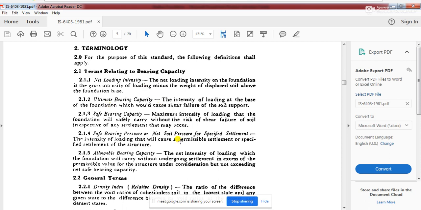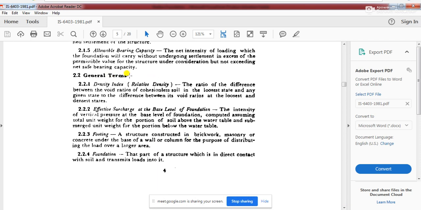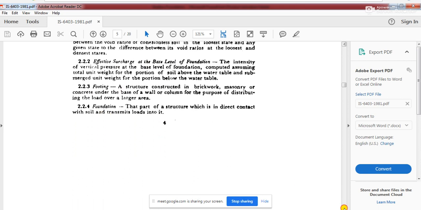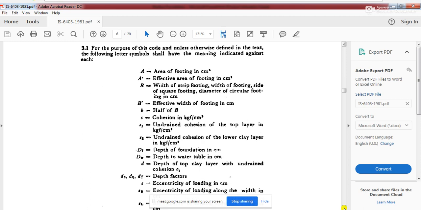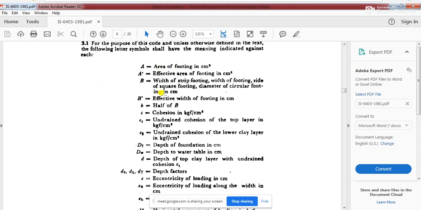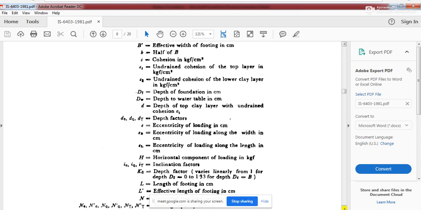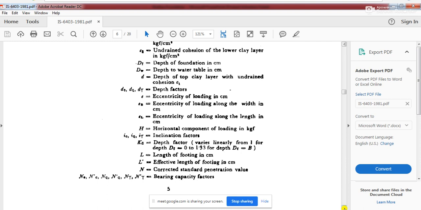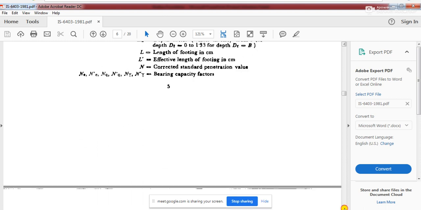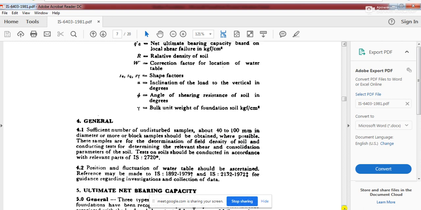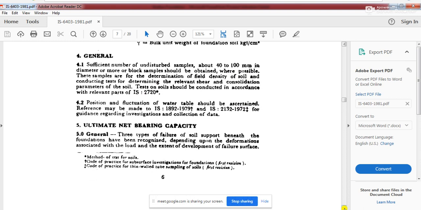These are similar terms to whatever we have discussed, and then there are some general terms, that is relative density, then effective surcharge, then footing, foundation. All these terms we have already discussed, and then it gives the details about these symbols. So these symbols we will take up when we discuss our formula for bearing capacity at a detailed level, because if we try to understand these symbols here, you will get confused.